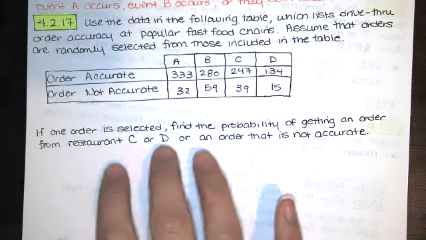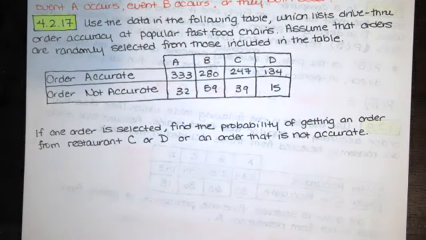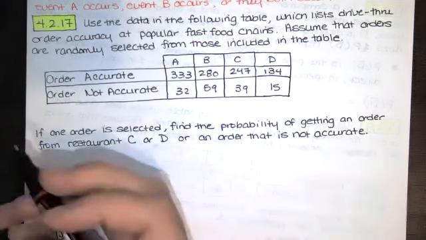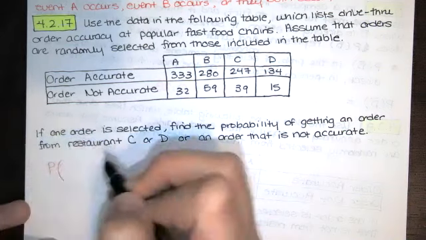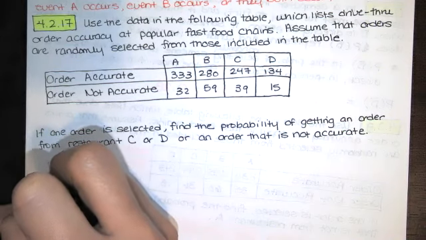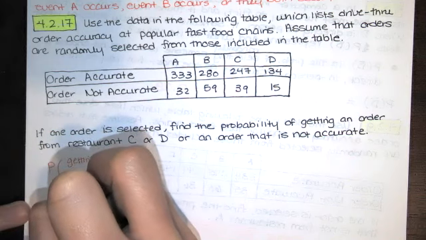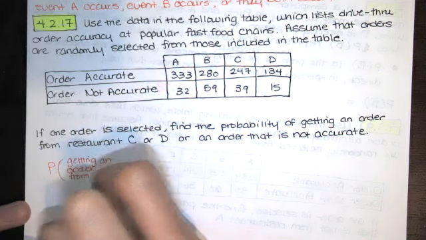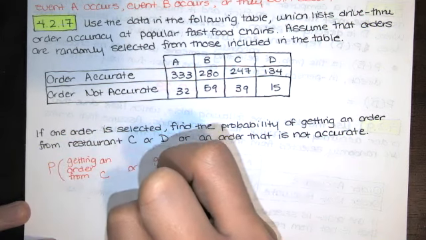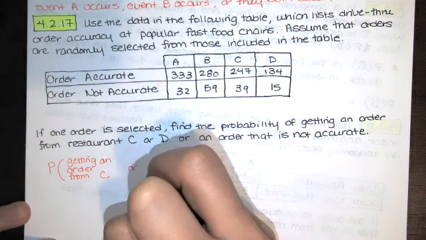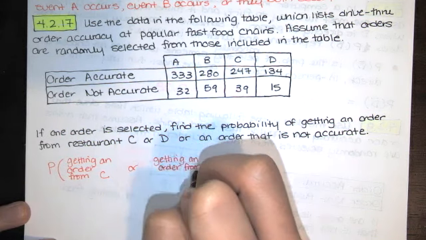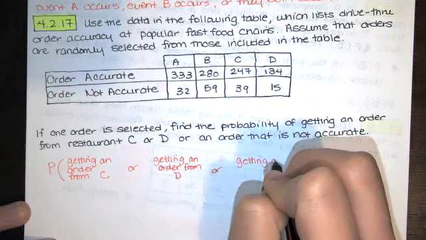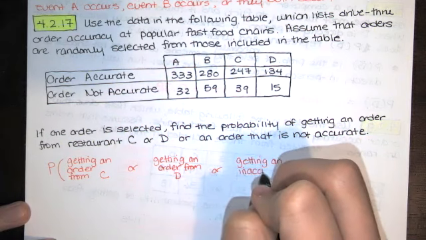So they say we want the probability of getting an order from restaurant C or restaurant D, or getting an order that is not accurate. So I'm going to write that down now. I'm getting an order from C or getting an order from restaurant D, or getting an order that is not accurate. I'm just going to call it an inaccurate order.